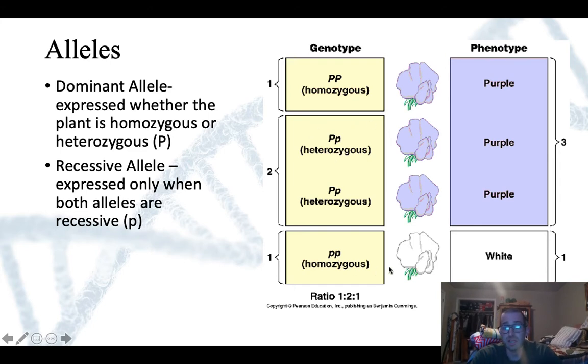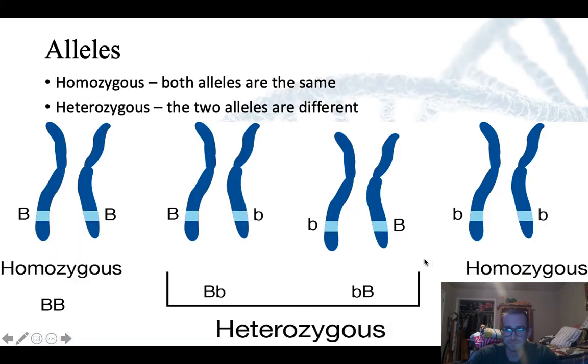And you only get your white flowers, which is the recessive allele, when you have two recessive alleles. Right? So if they are homozygous recessive, both of our alleles are recessive, that's when you're going to get your white phenotype or your white flower. All right, and I already kind of mentioned it, but just to reiterate, when we are talking about genotypes of alleles, we can have homozygous, where both alleles are the same, or heterozygous, where they are different.